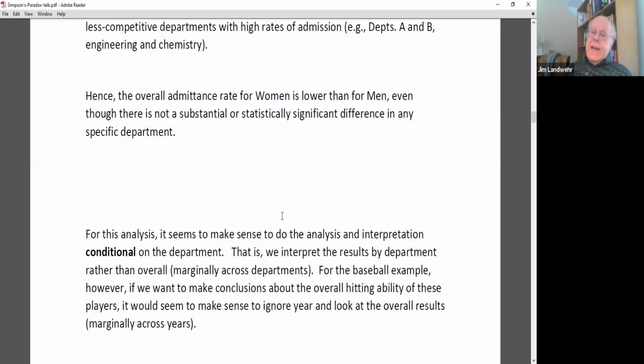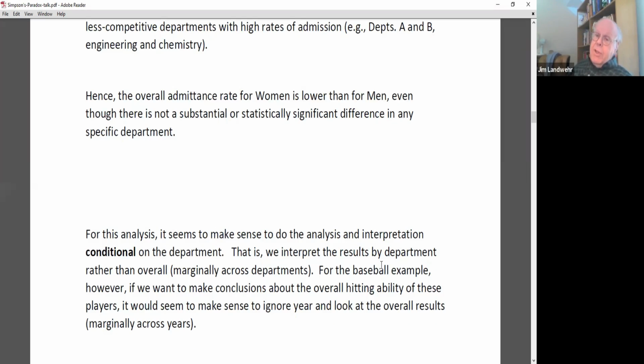So what do we make out of this? Well, in this particular analysis, it would make sense to think about it as conditional on the department, because students are admitted by the department. They're not admitted overall by the whole school. So we don't want to look at things marginally across departments. We want to look at things conditionally on the departments in this particular problem.